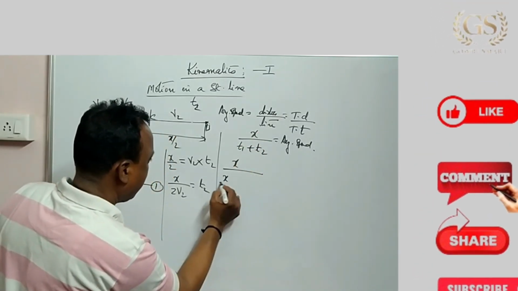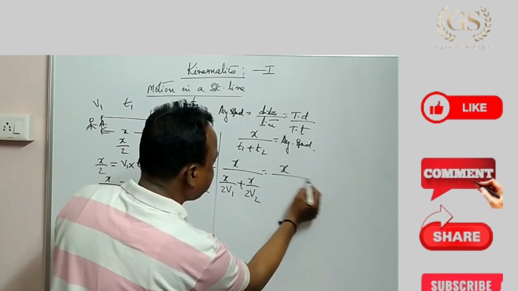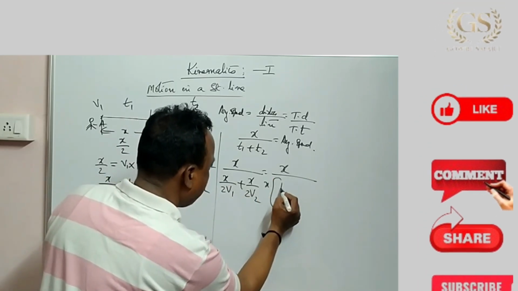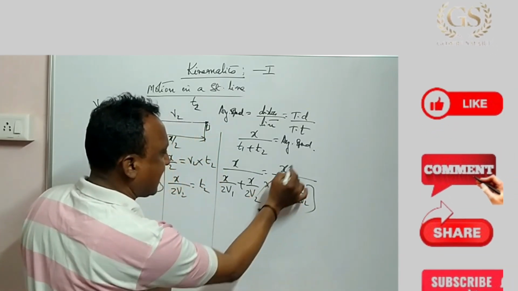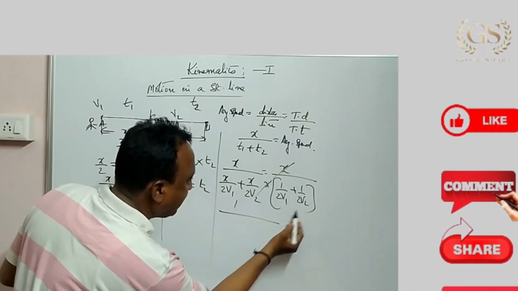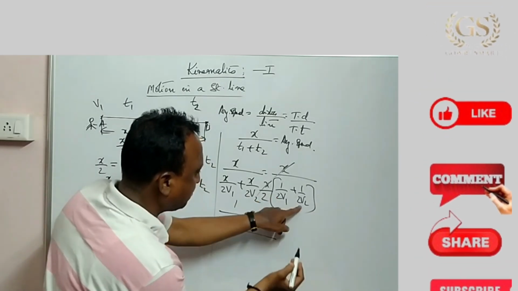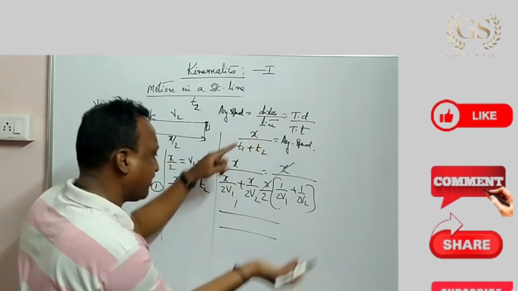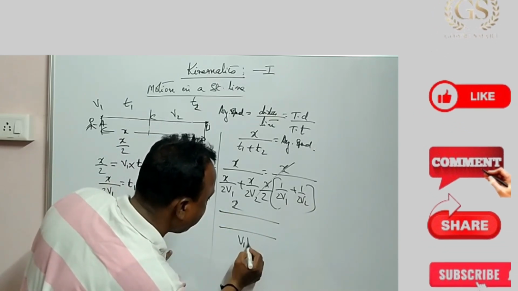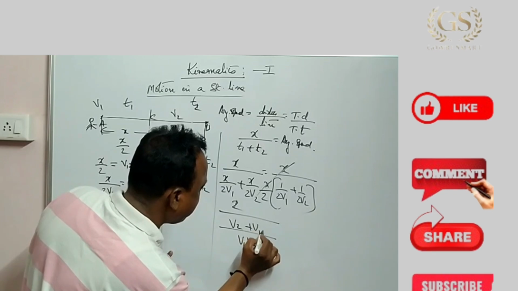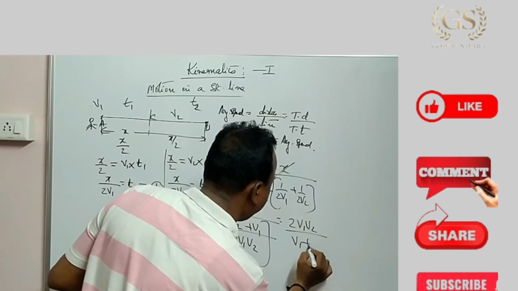What is T1 here? X by 2 V1 plus X by 2 V2. So on the numerator X, here you take common X, 1 by 2 V1 plus 1 by 2 V2. So here again X gets cancelled. On the top 1, and here on the bottom I can take 2 also common outside. X by 2 is there, 2 I will take common, and it will go to the top later on. So here I will put it on the top 2, and here LCM is V1 V2 plus V1. Now it will go to the top to numerator: 2 V1 V2 by V1 plus V2.